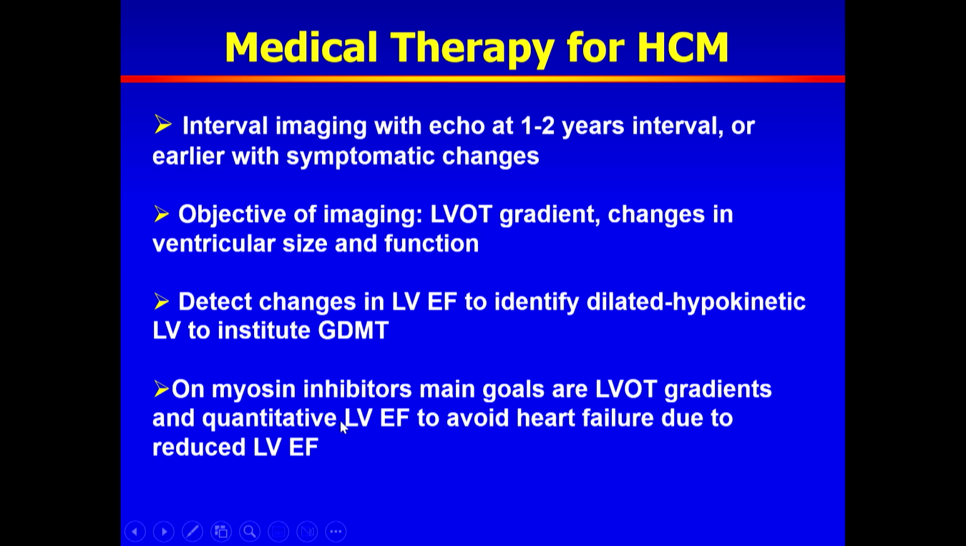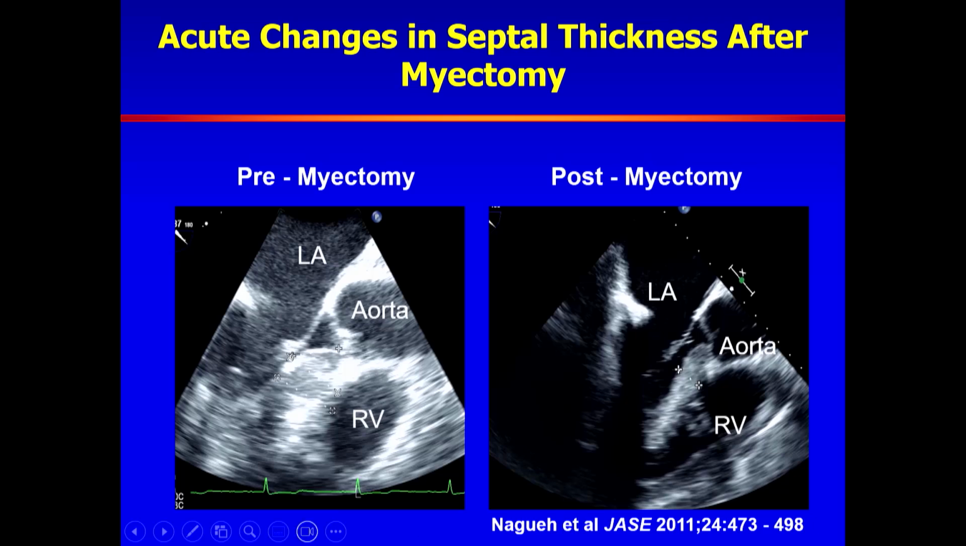For patients who are on myosin inhibitors, as you initiate treatment and as you maintain treatment, you do serial echocardiograms to look at the gradients and ejection fraction, and these are used to titrate the dosage of the drug up or down or even withhold it, depending on the cutoffs.